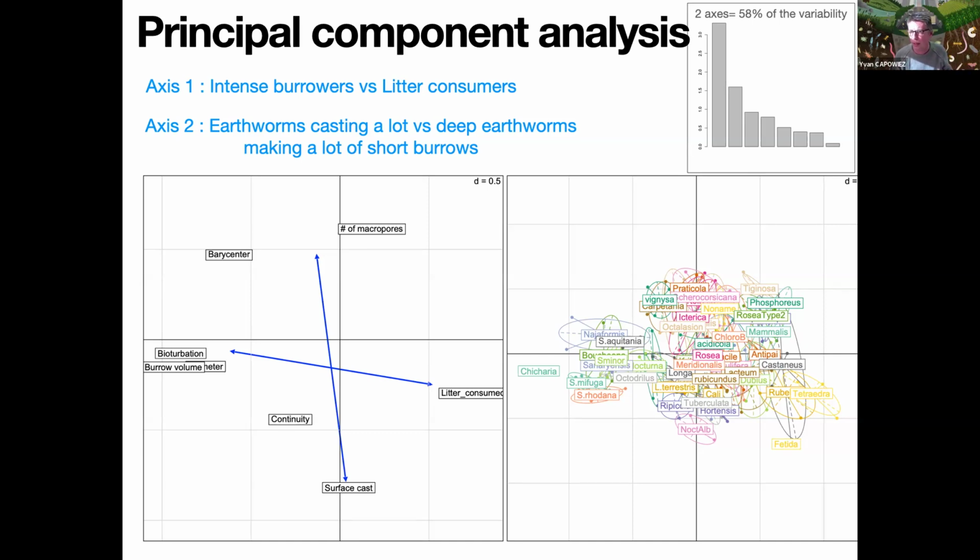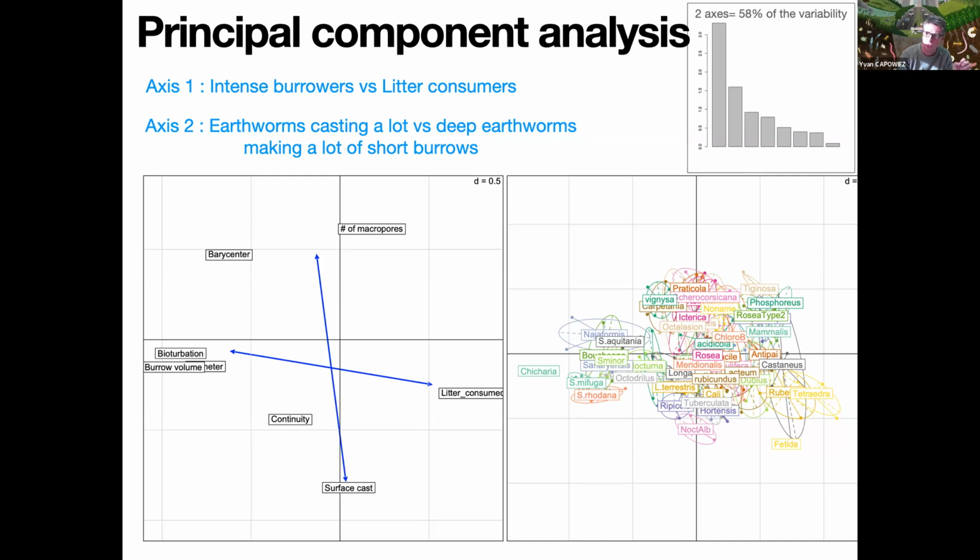And if you want to analyze that, the best tool is principal component analysis. I don't want to enter into details. Methods are not very important here, but what you have to understand is that it's a projection of all the data on a plane so that our brain can read the data. And here you can see that there is a first horizontal axis that separates the quantity of litter consumed, and it's opposed to bioturbation or burrow volumes.